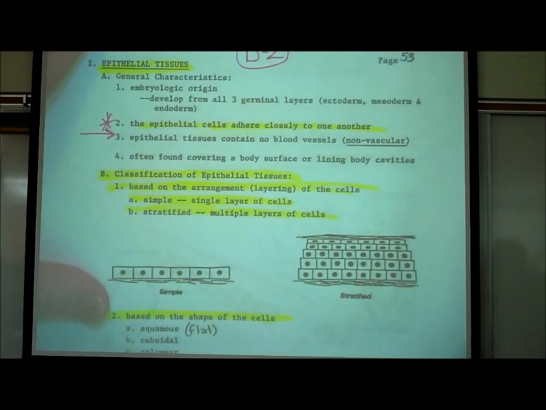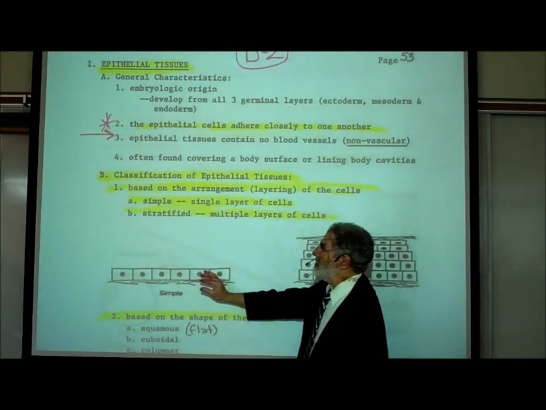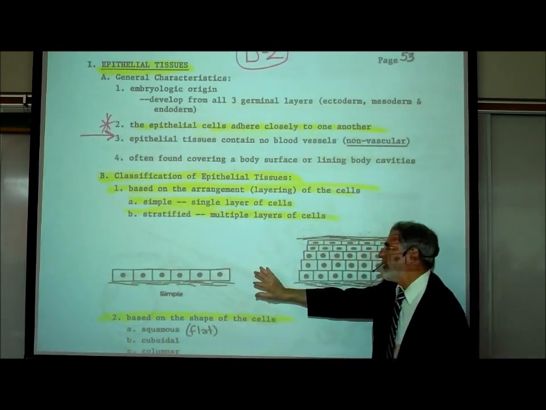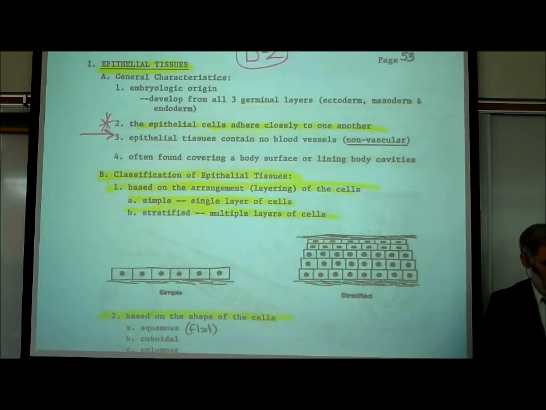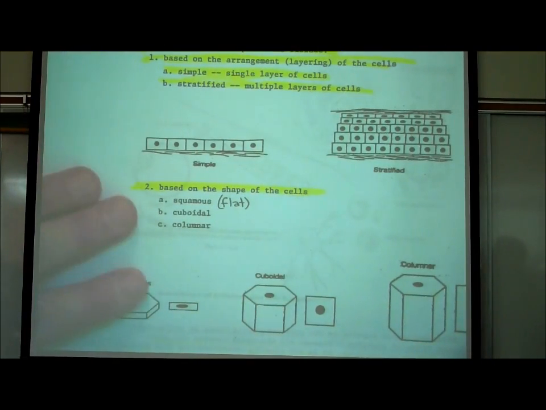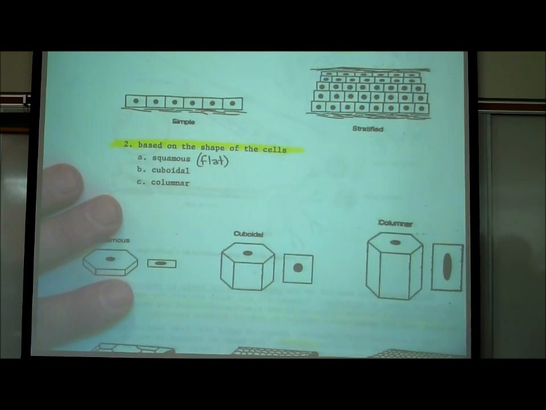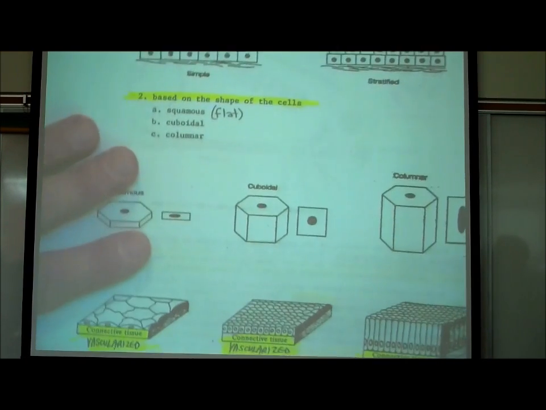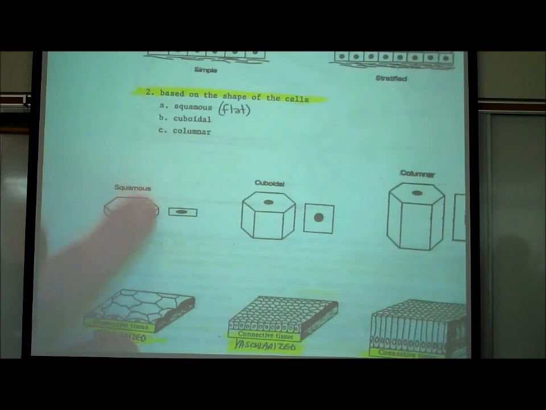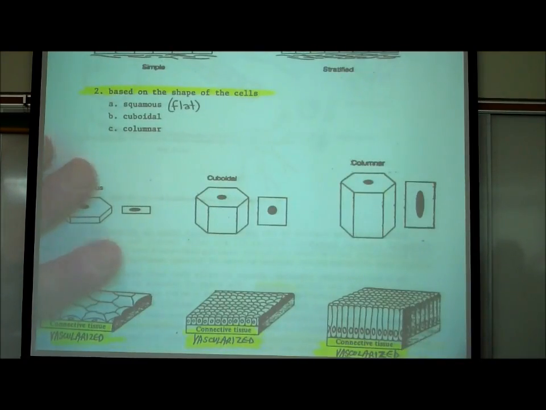So we further categorize epithelial tissues based upon whether there's one cell layer thick or multiple cell layers thick. If it's one cell layer thick, it's called a simple epithelium. If it's multiple, it's called a stratified epithelium. Secondly, we classify them based on the shape of the cells. Are they round and flat, or squamous shaped? Are they cuboidal shaped, or are they tall columnar shaped cells?